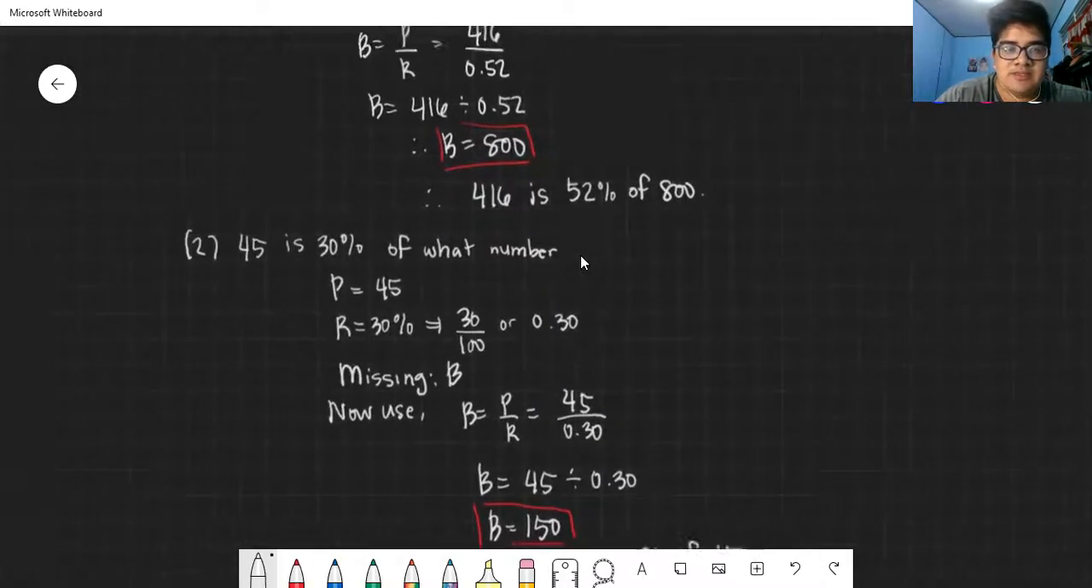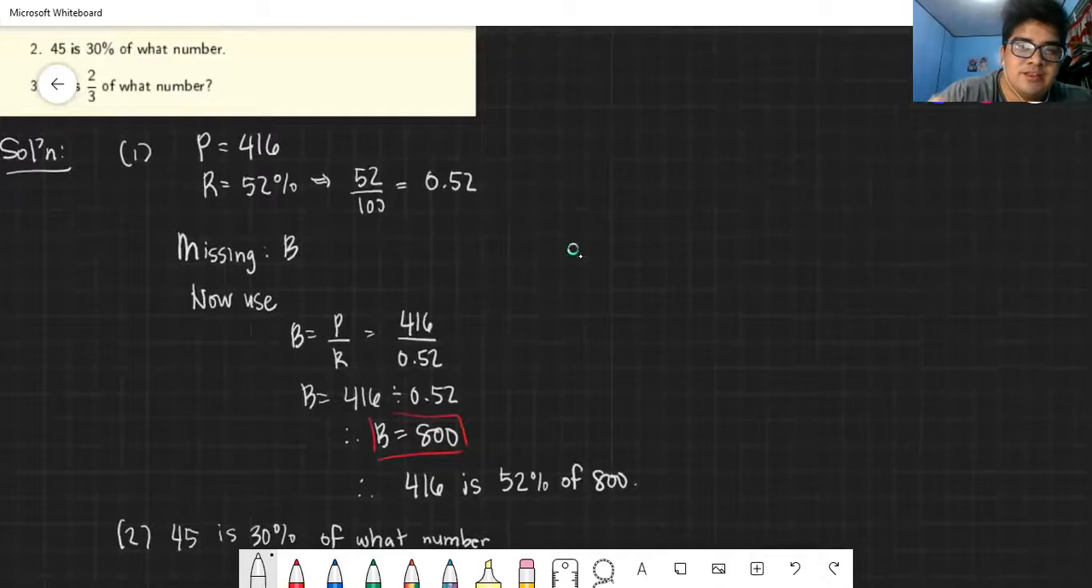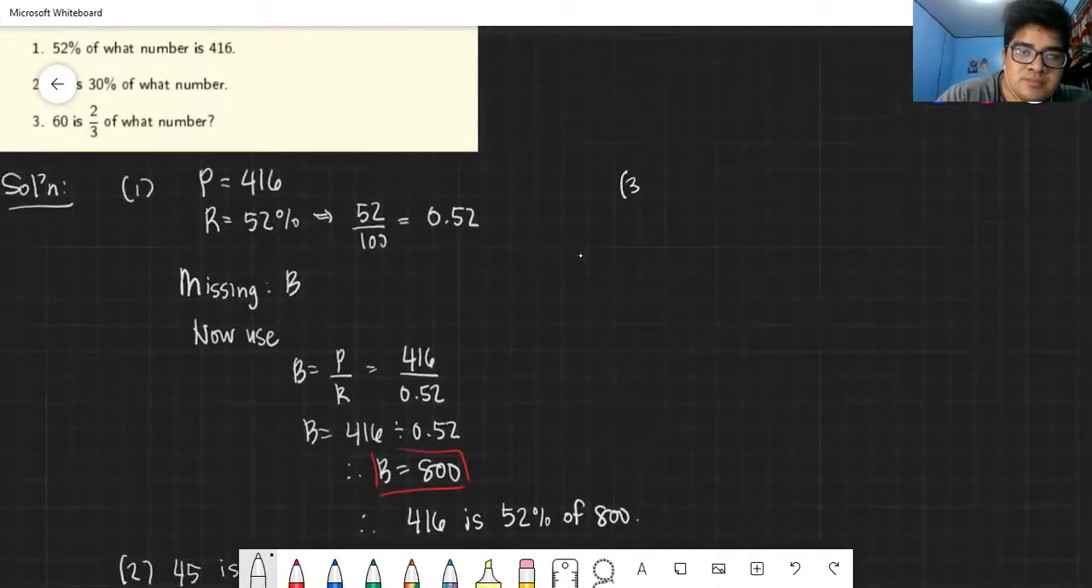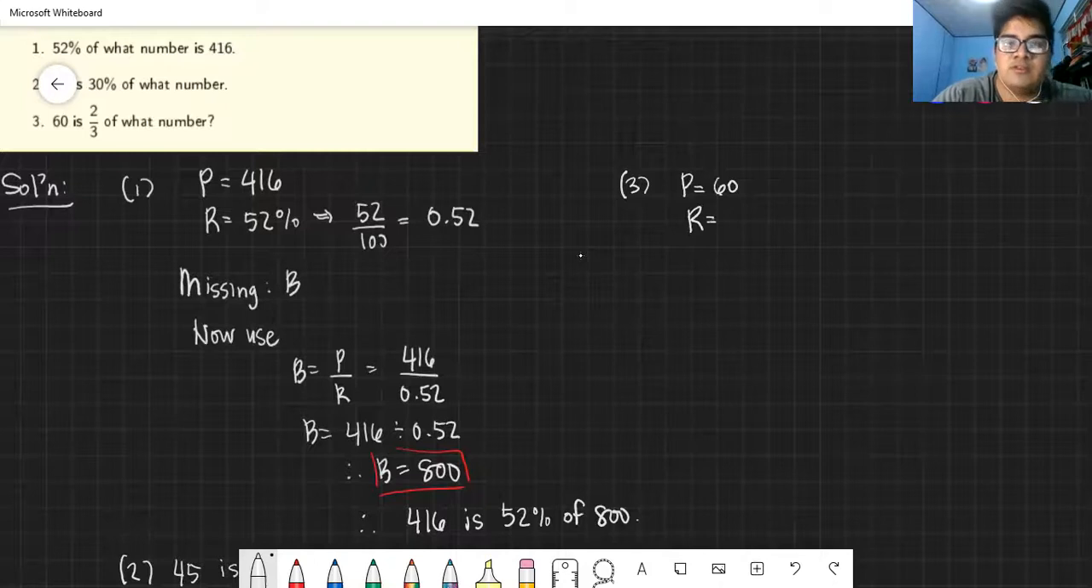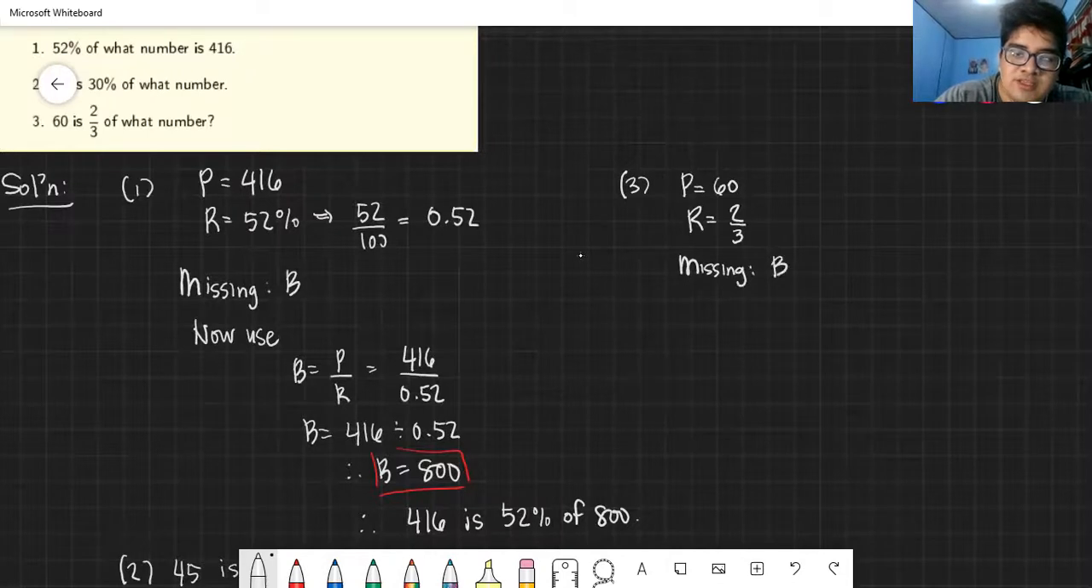What we will do next is number 3, the final item: 60 is 2/3 of what number? So, the percentage is equal to 60. The rate is equal to, it can be a fraction, by the way, it can be a decimal, it can be a percent. This given is a fraction, 2/3. The missing is, of course, the base, because this is a problem set involving finding the base. Now use what formula? Base is equal to P over R. Who is P? 60.